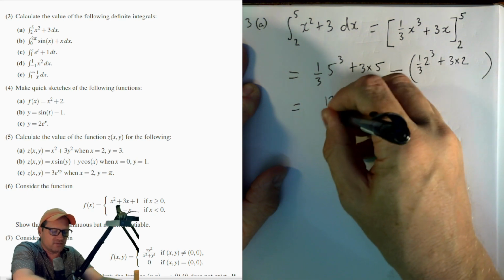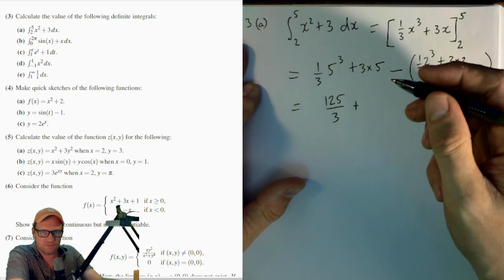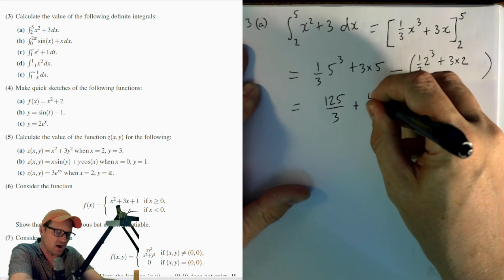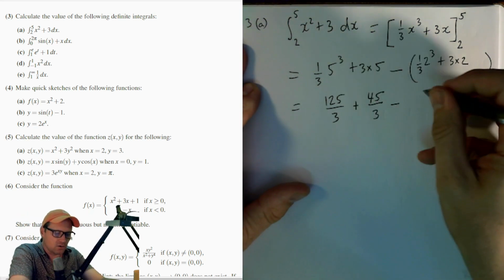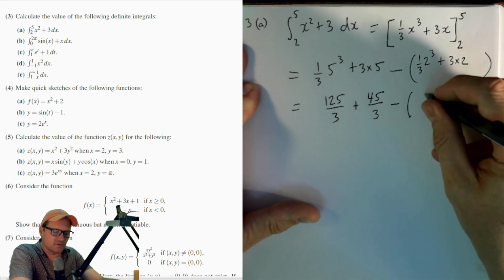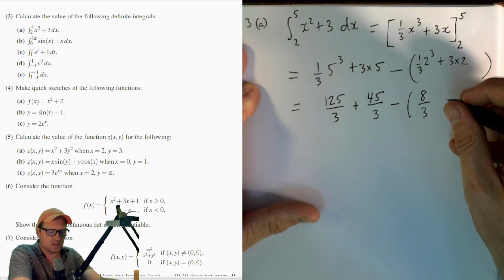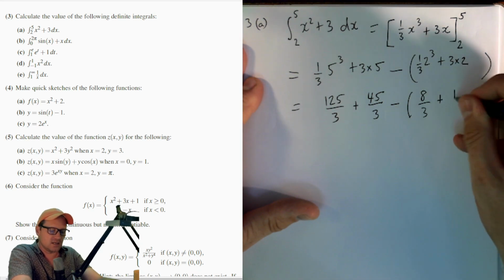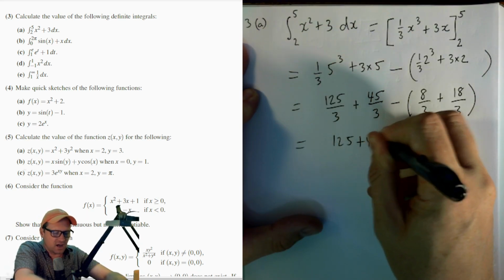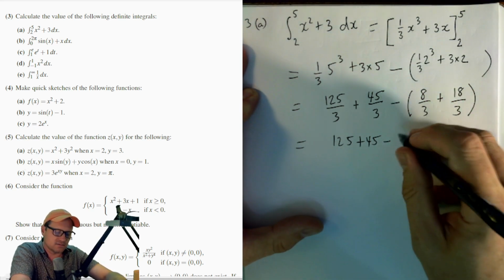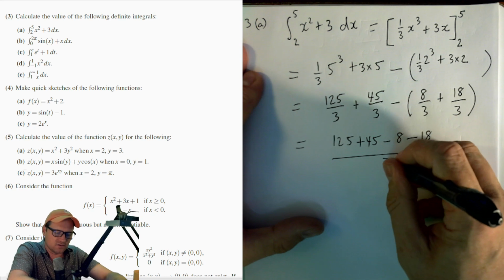So 125 over 3. 3 times 5 is 15. But if we multiply 15 by 3, we get 45, so that we can put that over 3 if we want to. All right, now over here we've got 8 over 3, and then we have 6, but 6 times 3 is 18 over 3. So we have 125 plus 45 minus 8 minus 18, and this is all over 3.